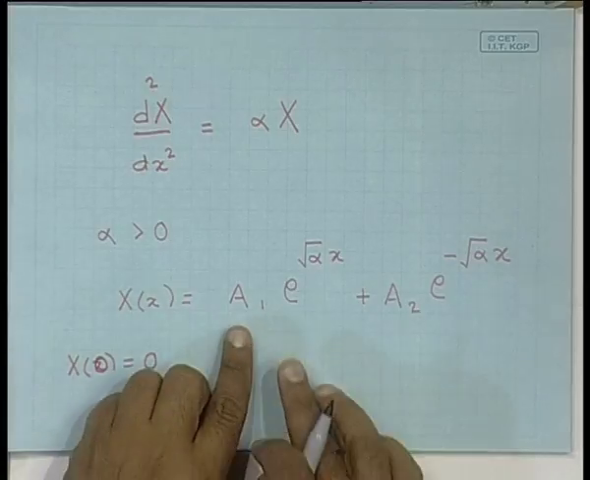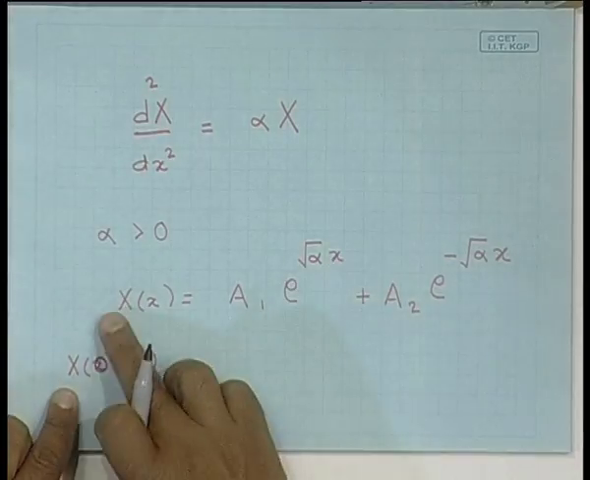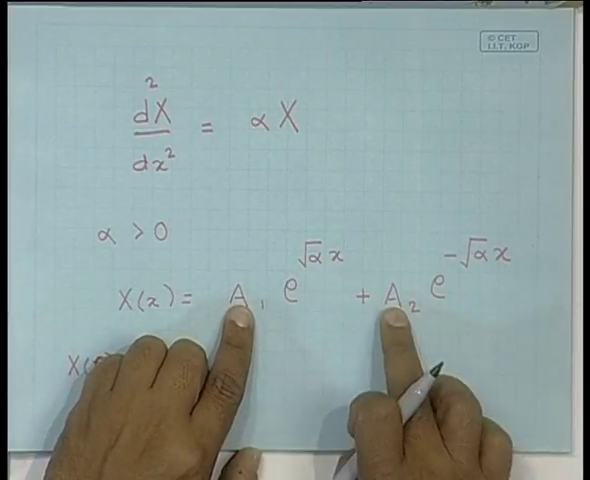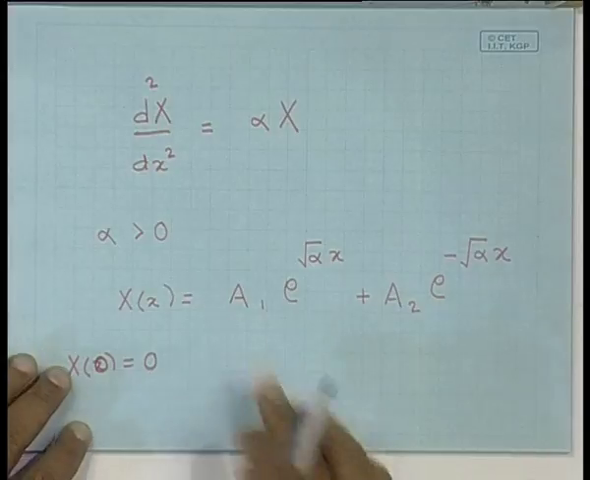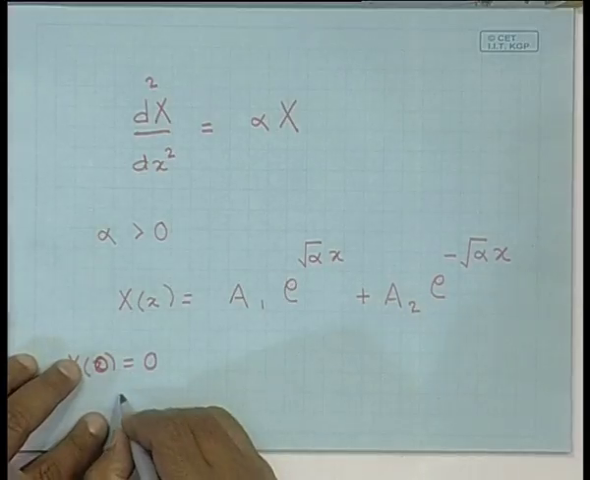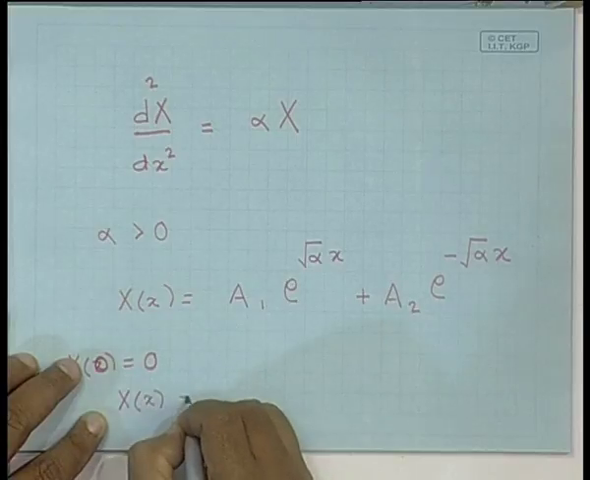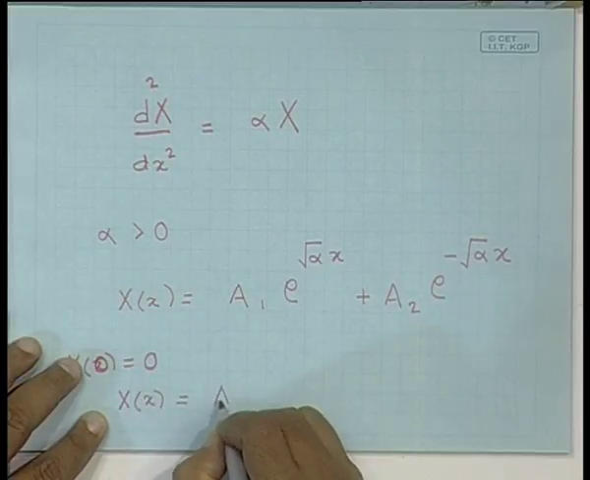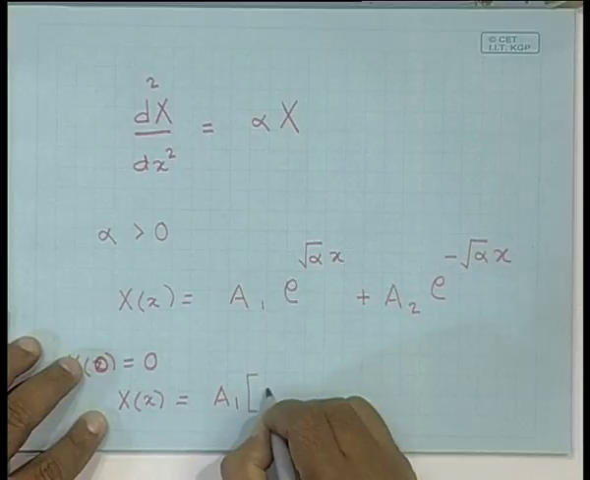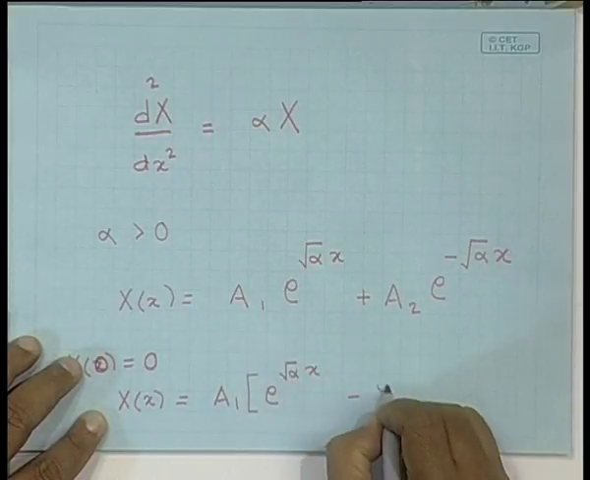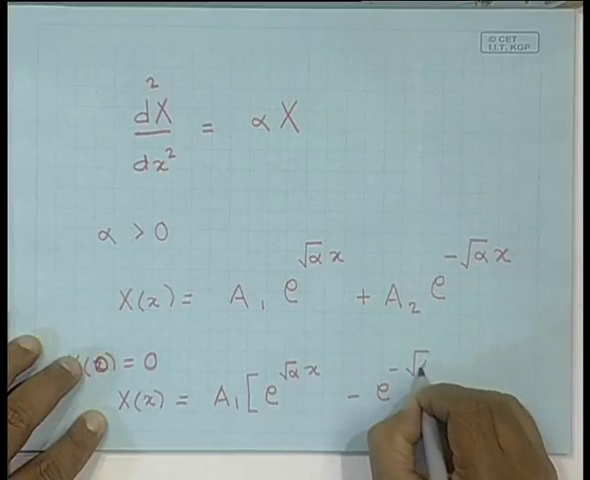Which basically tells us that at x equal to 0, if this function has to be 0, then a1 and a2 are exactly the same in magnitude and have opposite signs. So, they have the same magnitude and opposite signs, or it tells us that X is equal to a1 times e to the power square root of alpha x minus e to the power minus square root of alpha x.